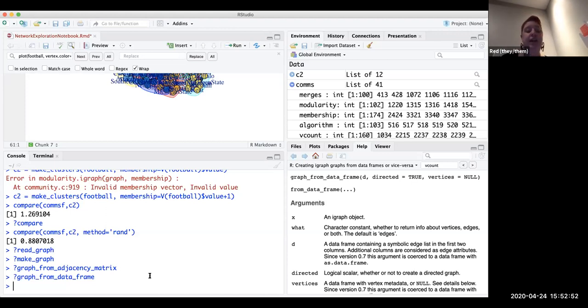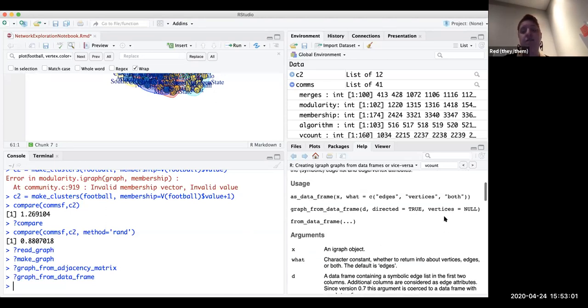And so when you create a graph from a data frame, you're actually creating a graph from two different data frames. You're pulling in the edge data frame, which is just an edge list, and the vertex data frame, which gives you all of the information about the vertices. And then you tell it whether your graph is directed. Now, when you use graph from data frame and you have a weight column in that data frame for the edges, it will automatically know that your graph is weighted.